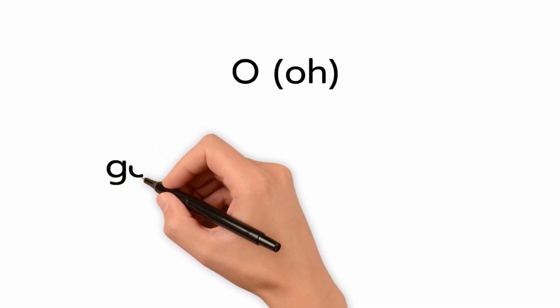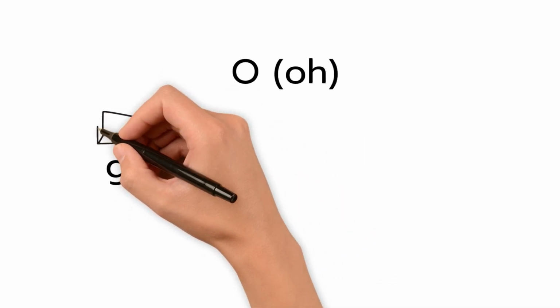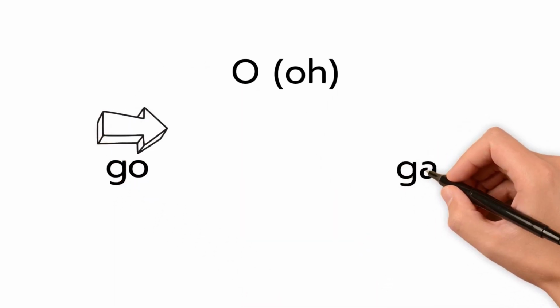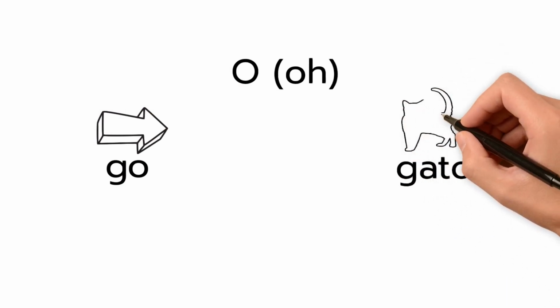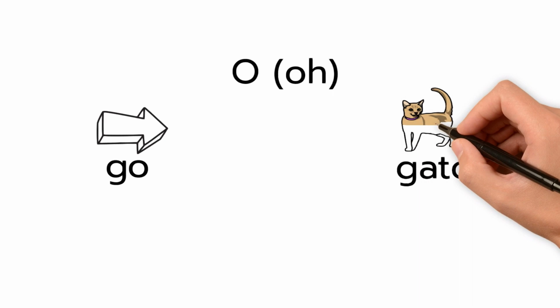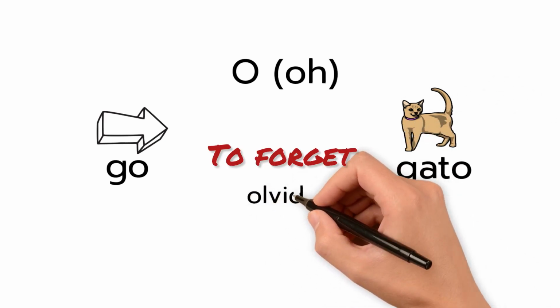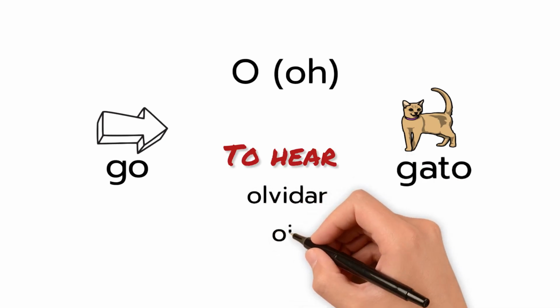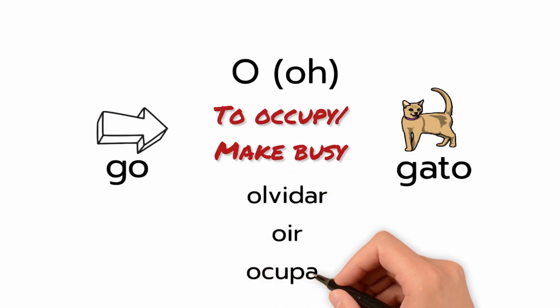All right, the Spanish O is really easy. It's really similar to our English O. You hear that in the word go. And you see it in the word gato. That's the Spanish word for cat. Verbs with the O at the beginning: olvidar, oír, ocupar, which means to make busy.